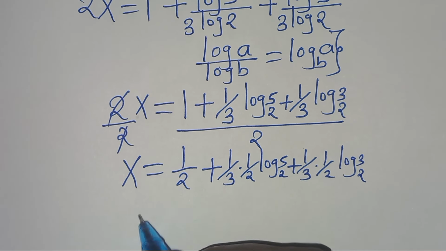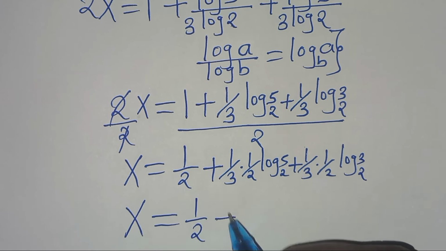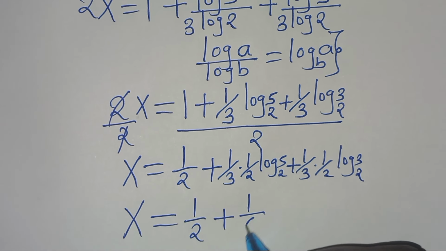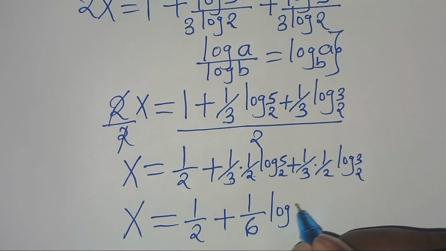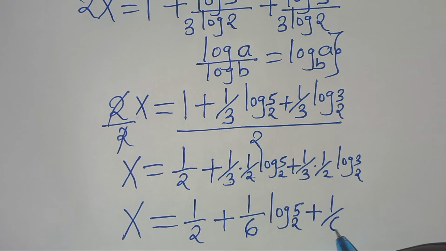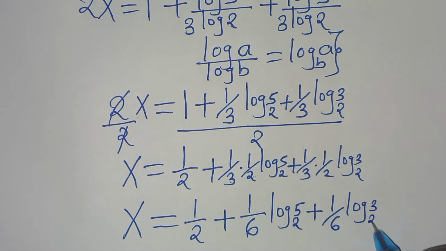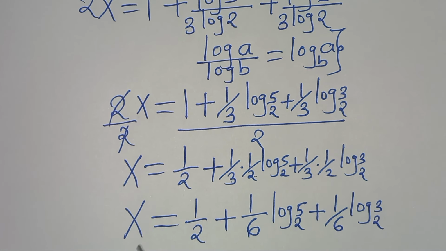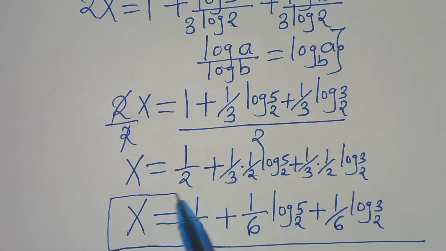So let's express this x as half plus 1 over 6. This is 3 times 2, it is 6. Then we have log 5 to base 2, then plus 1 over 6 log 3 to base 2. So this is the value of x.